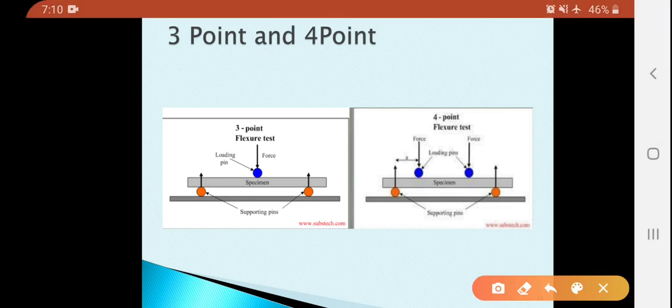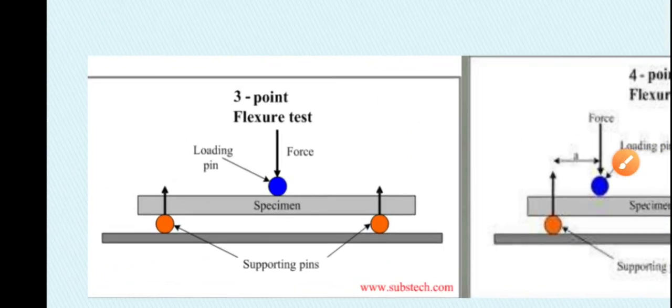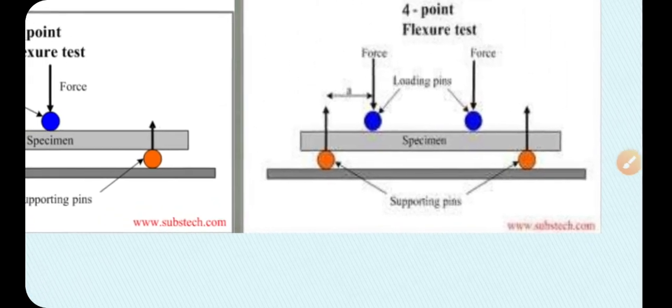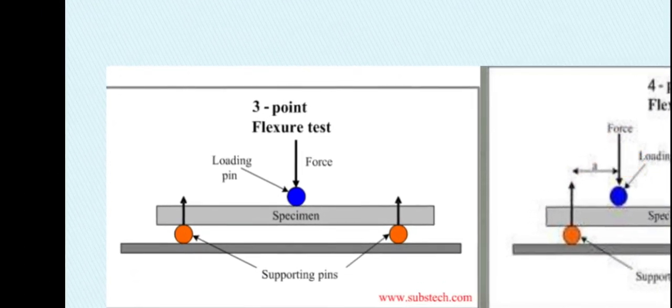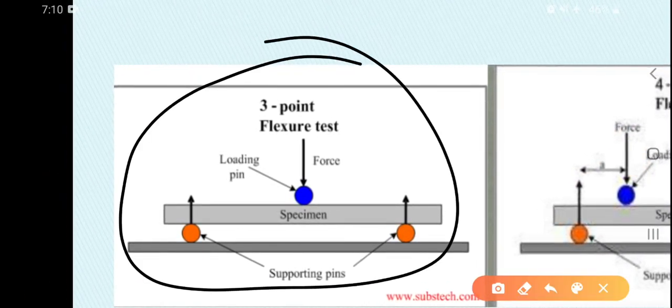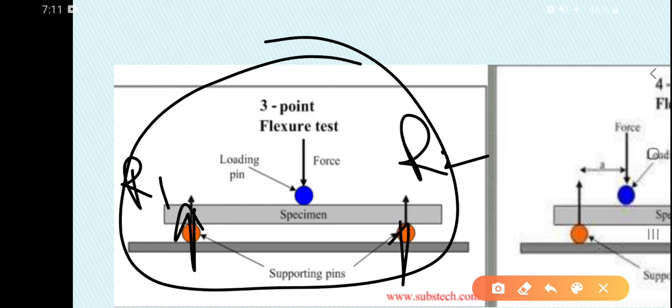So here we can clearly refer to the 3-point flexural test. Here R1 and R2 are the support reactions. At the supports the upward reaction is expected, but at the midpoint we are applying the downward load. That is 3-point loading. Here the specimen may break.